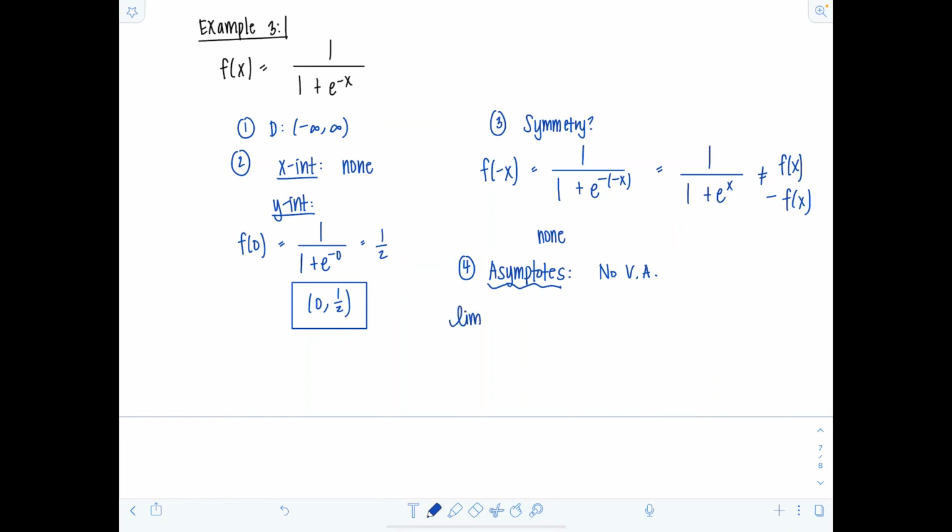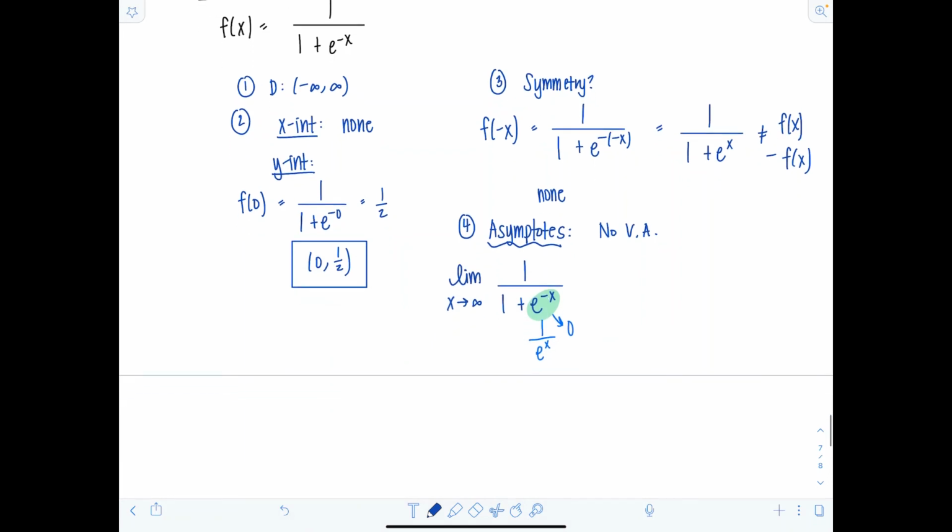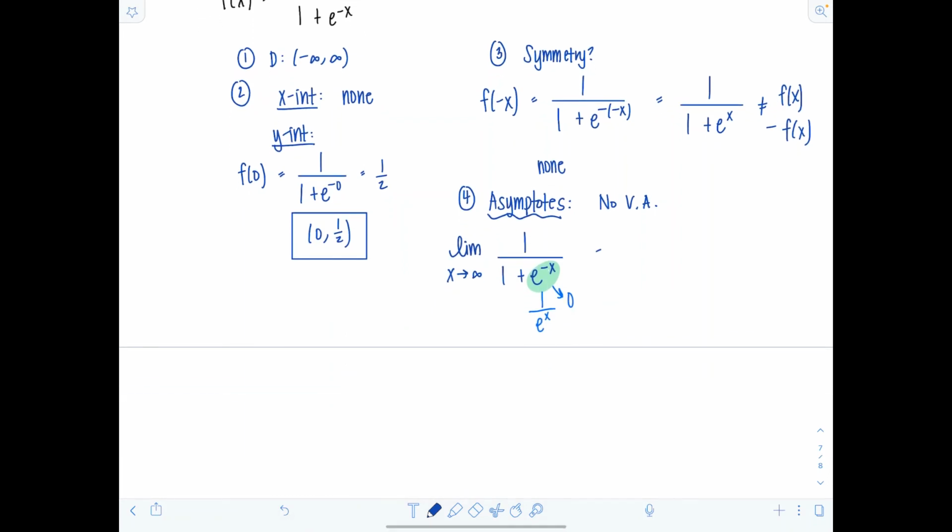So let's check the limit as x goes to positive infinity of 1 over 1 plus e to the negative x. So as x goes to positive infinity, this is what I want you to think of. Whenever you have e raised to some negative exponent, that's the same as 1 over e to the x. So if x is getting really, really big, e to the x is also getting really, really big, which means 1 over e to the x is going to 0. So this limit's going to be 1 over 1 plus 0, which is 1.